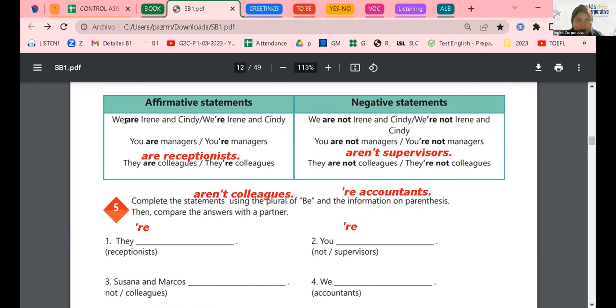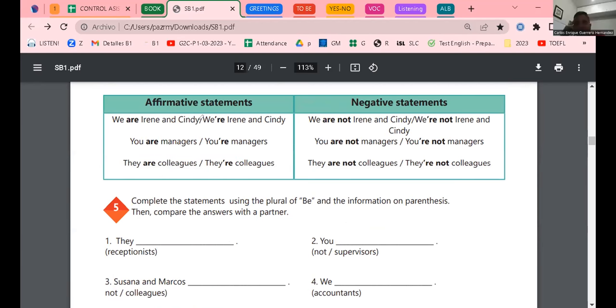Acá, por ejemplo, we are. You are, you're. They are, they're. We're gonna check this pronunciation. Okay. Look at this. Are not. We're. We have, we are, we're. You are, you're. They are. They're.